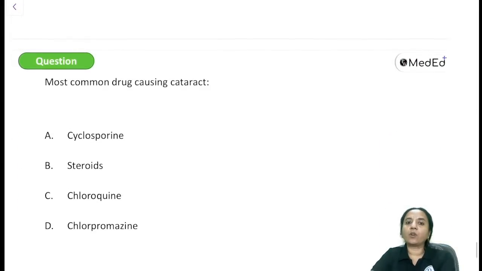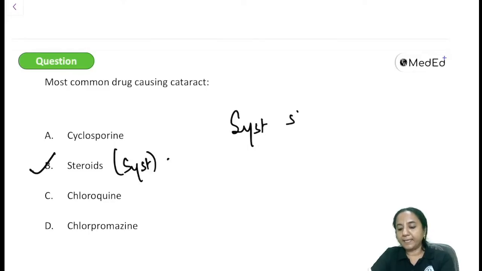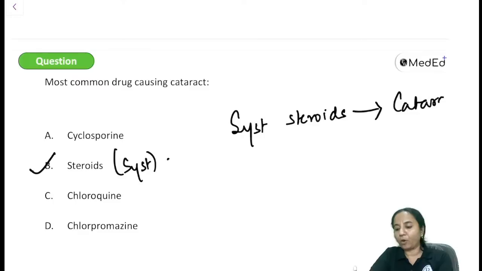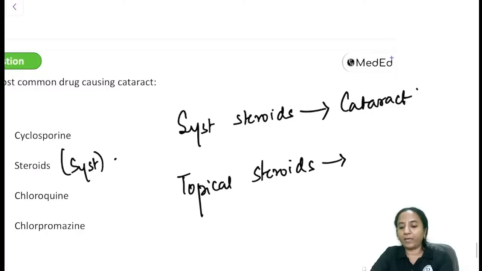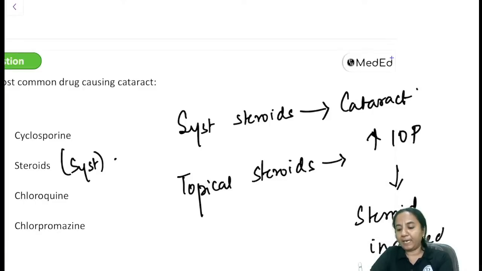Chalo, which is the most common drug causing cataract? We read this a little while ago as well. It is steroids. Remember, it is systemic steroids. Systemic steroids are known to cause cataract, or toxic cataract, or drug induced cataract. Whereas if you have topical steroids, what is the important side effect of topical steroids? Topical steroids tend to cause increase in intraocular pressure, which may lead to steroid-induced glaucoma.